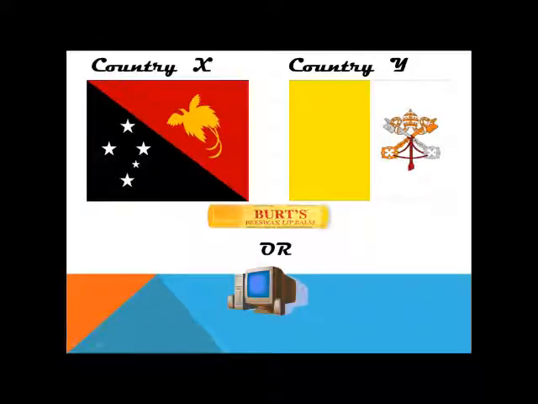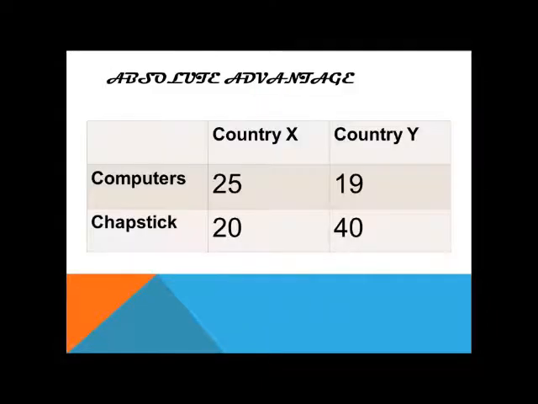For example, if we have two countries, country X and country Y, that can use all of their available resources to either produce computers or chapstick, and country X can produce 25 computers and 20 tubes of chapstick, while country Y can produce 19 computers and 40 tubes of chapstick, then the two countries have absolute advantages in computers and chapstick production respectively.